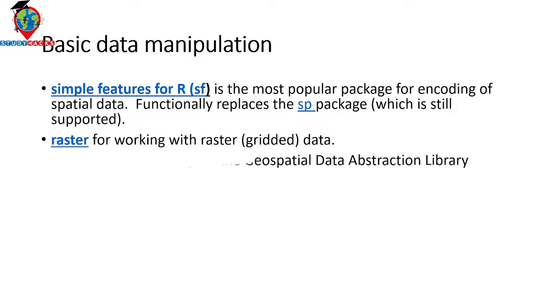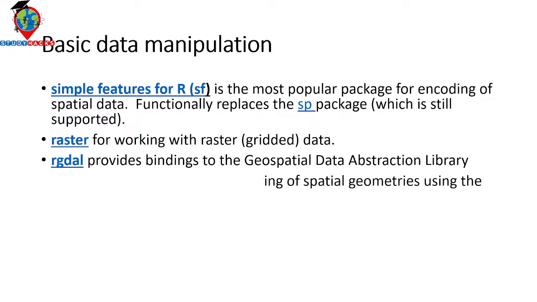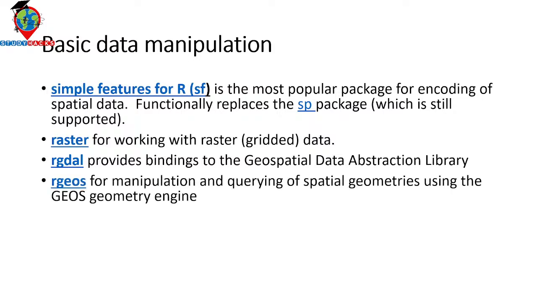Then you can see another package. It's called rgdal. Mainly rgdal provides the binding to the Geospatial Data Abstraction Library. It's also used a lot for different types of mapping, mainly satellite image mapping, where we use rgdal. As well, you can see another library. It's called rgeos. It's mainly for manipulation and querying of spatial geometries using the GEOS geometry engine.